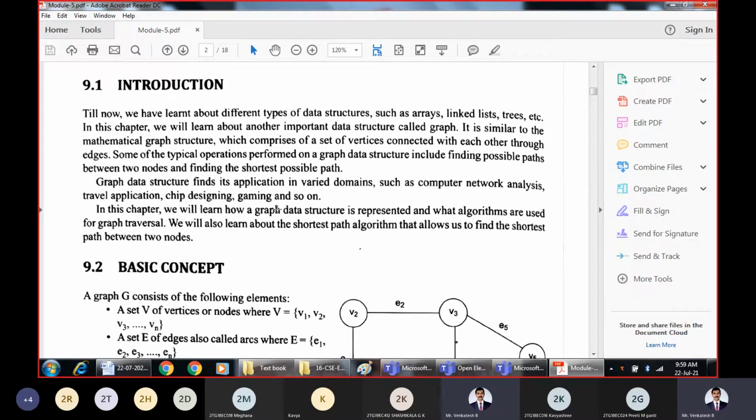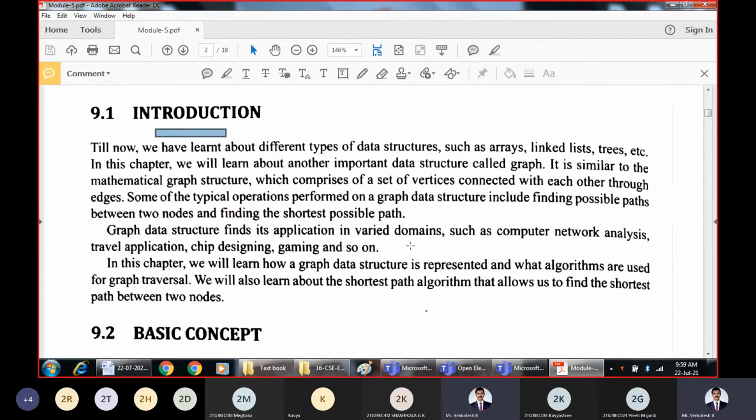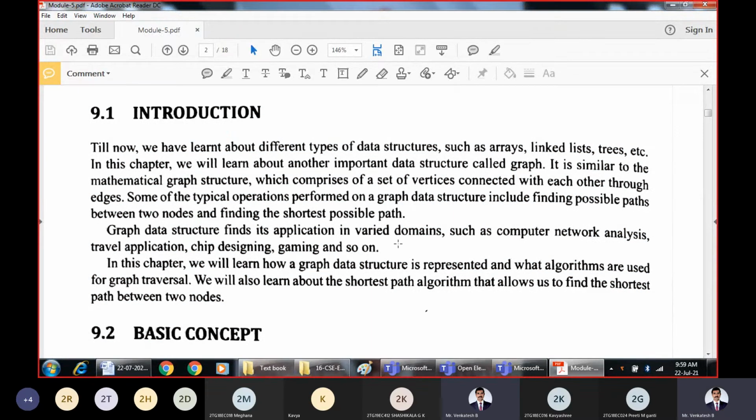So we have seen the tree data structure. Now the very last type of data structure is called a graph. So we'll be discussing graphs in this class. We must have used a graph in our day-to-day lives. It is very similar to the mathematical graph. That means if you have studied the DMS subject, there will be graphs there.